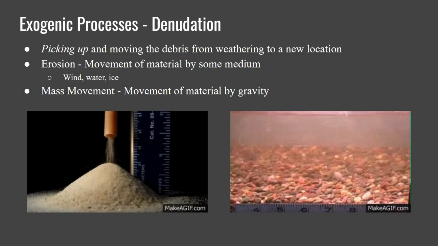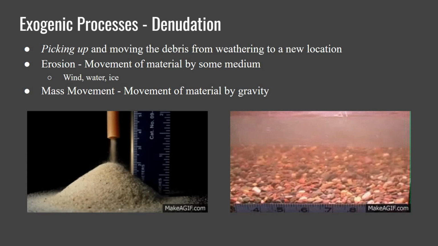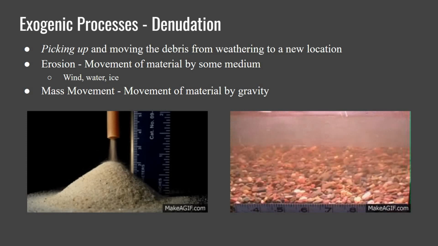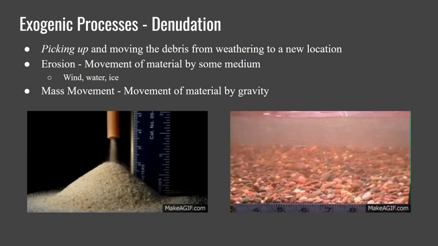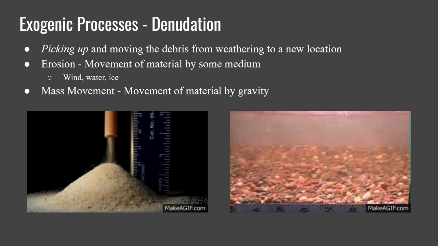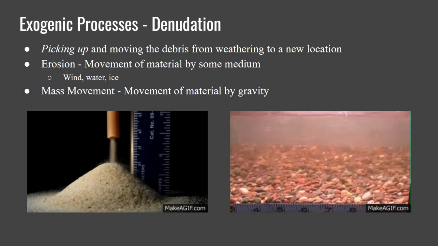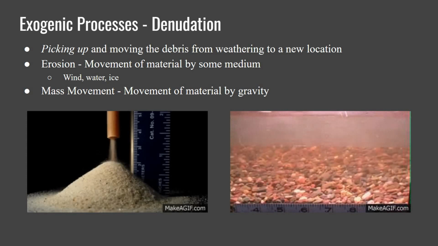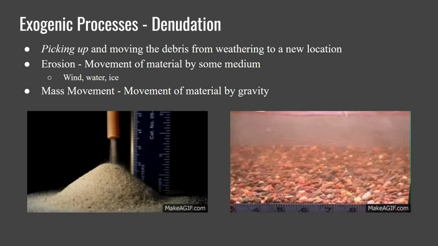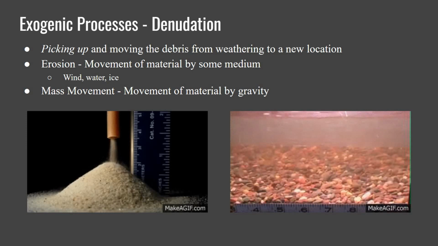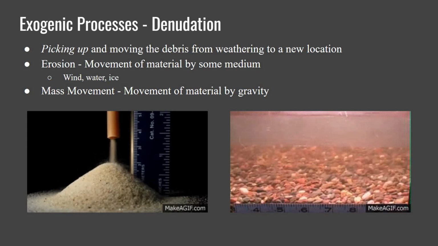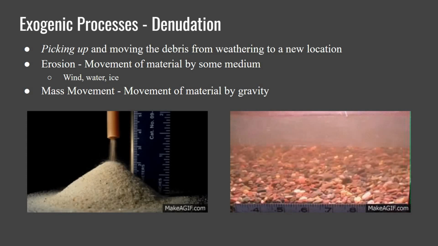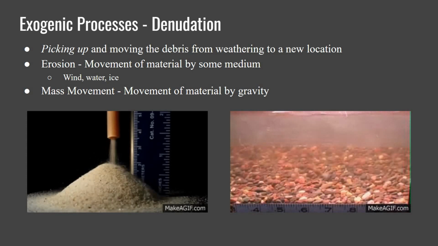Denudation describes any process that involves picking up the weathered debris or even unweathered debris and moving it to a new location. There are two types of denudation: erosion and mass movement. Erosion requires a medium of some kind to move the material, either wind or water or ice. Mass movement simply involves the material moving under the force of gravity.